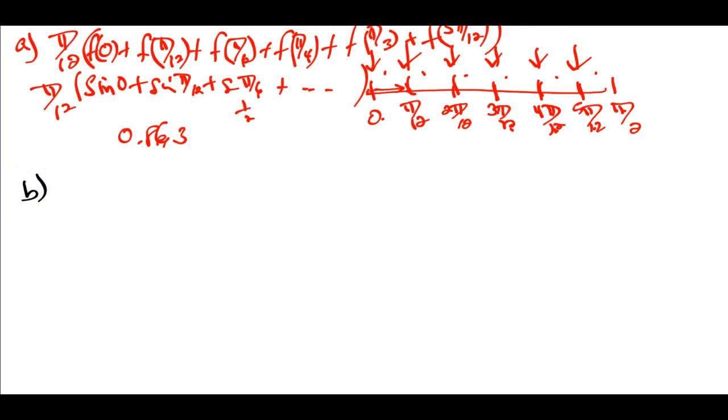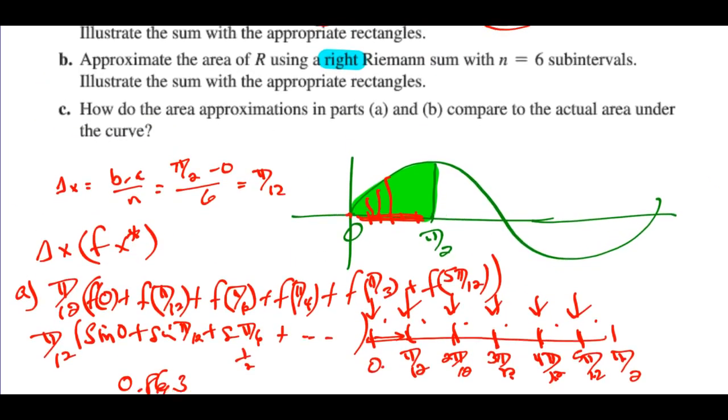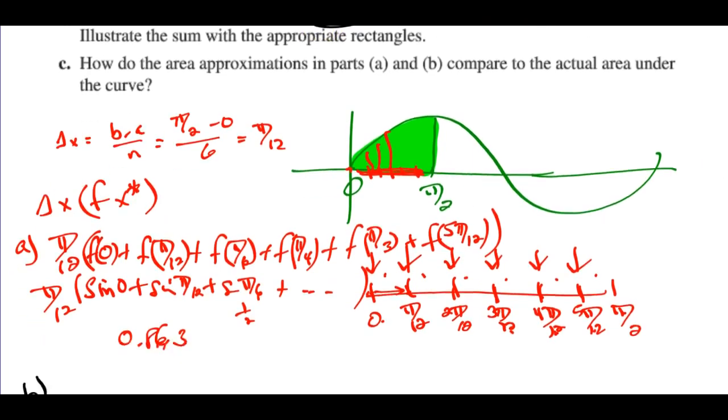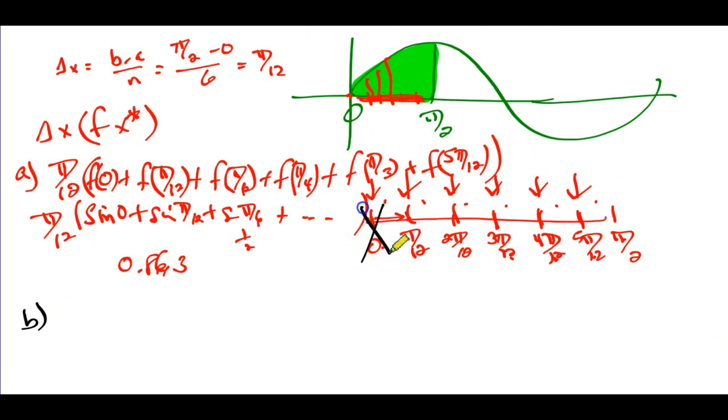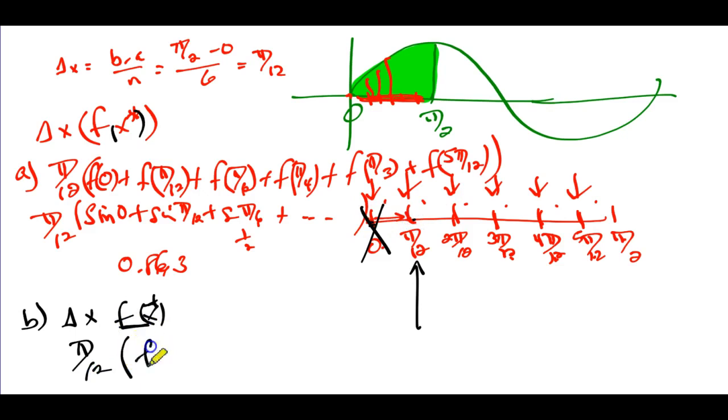For part B, it's the right. So instead of using this 0, I'm going to start here. So that's my first f of x star. So I'm still doing delta x times f of x star, but my delta x is still the same width, pi over 12, but I don't start at 0 on the left, now I start on the right. So I'm going to do f of pi over 12 plus the pi over 6. I can just read them from right up here.